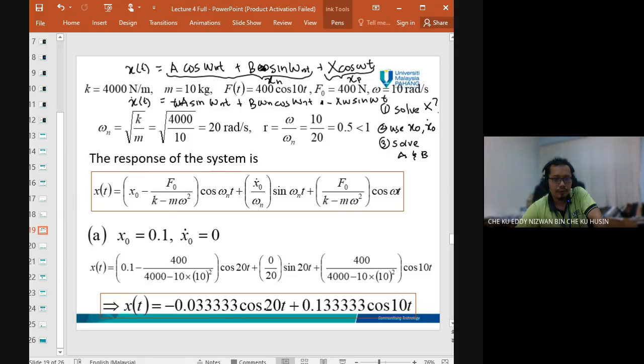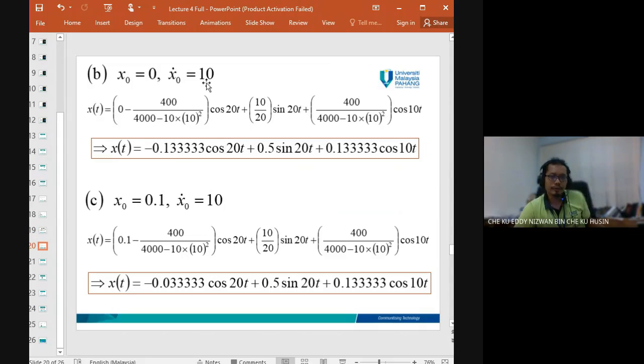So this one is the particular solution, the steady state, and this one is the homogeneous, or transient. You have to know how to differentiate. For the homogeneous you use ωn, instead of ω as for the particular solution. So it's 20 for ωn, and 10 is ω. The rest is almost the same. Just insert the initial conditions, the rest is already calculated.